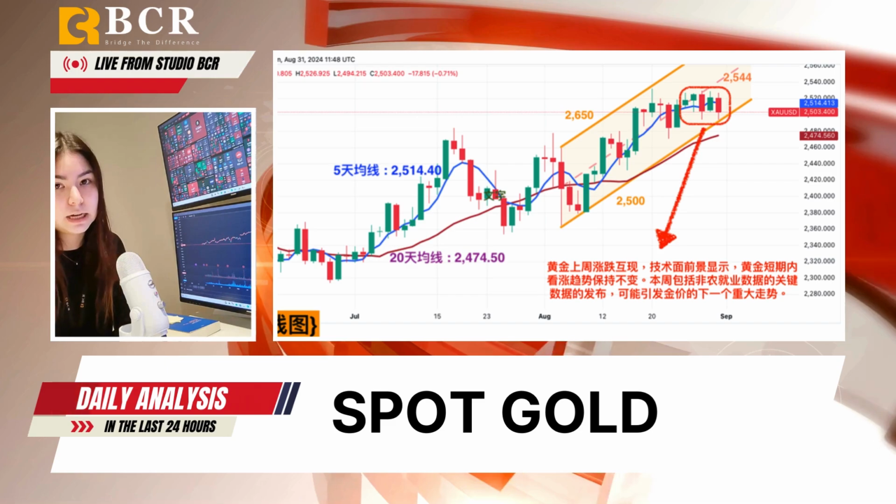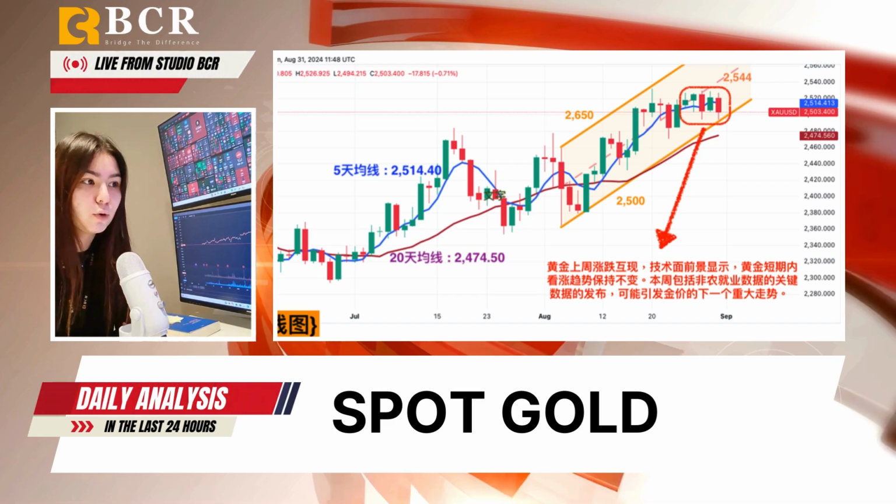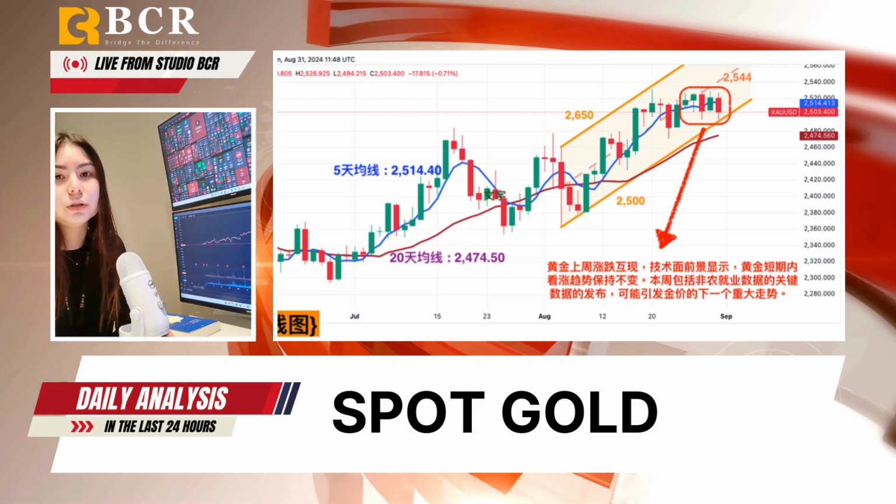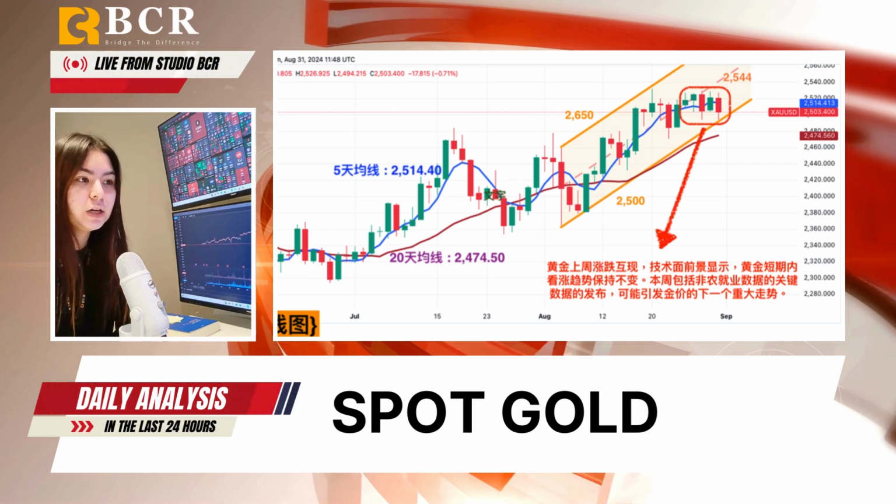The 14-day RSI is around 57, indicating strength, and the short-term support lies in the 2,500 to 2,494 ounce range, with further support at 2,475 for the 20-day SMA. A daily close below 2474.5 could lead to a decline toward 2450.20.